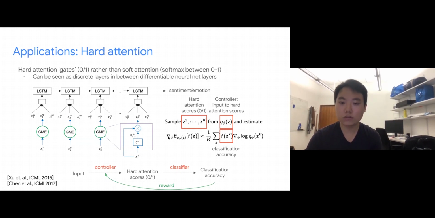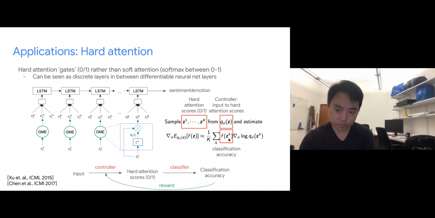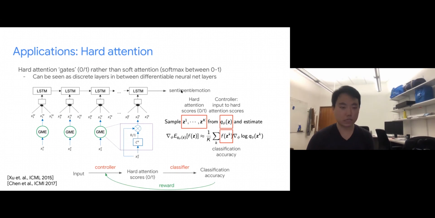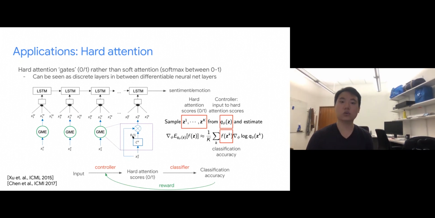And if I want to take gradients with respect to the parameters of this controller, what I need to do is also define a reward function. So for each of these hard attention scores, 0 or 1, I'm going to apply it to my data and train a model to tell me how well it's able to classify sentiment and emotions, or whatever task you want to complete. And this classification accuracy can be used as a reward function to tell me how informative, how good my 0 or 1 hard attention choices were.